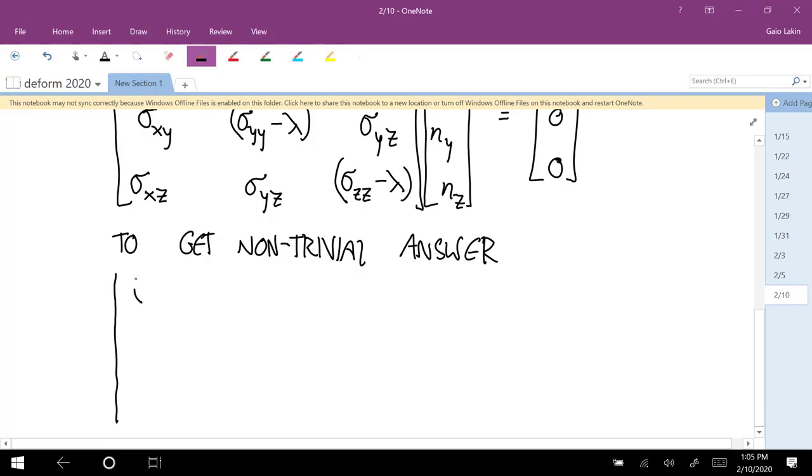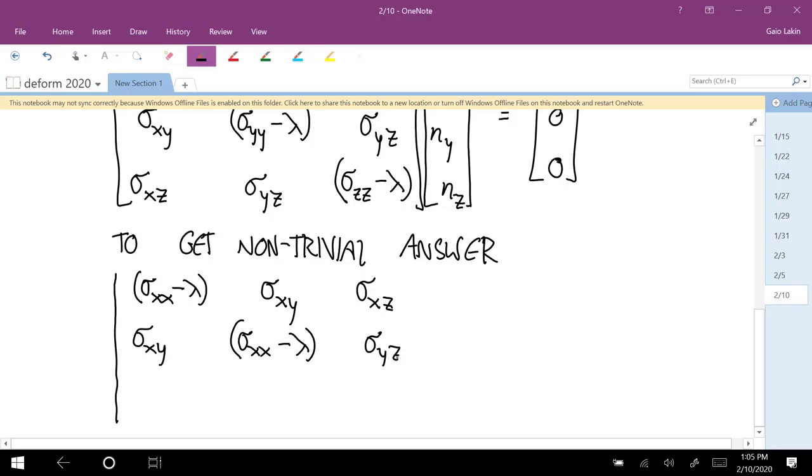So the determinant of, I guess I'm going to write it again. Sigma xx minus lambda, sigma xy, sigma xz, sigma xy, the quantity sigma yy minus lambda, sigma yz, sigma xz, sigma yz, and the quantity sigma zz minus lambda. Determinant of that matrix is equal to 0. Yes? Yes, it should. Thank you.